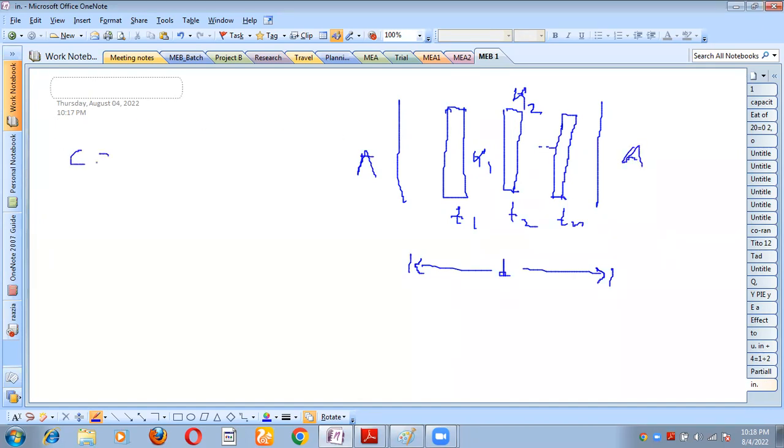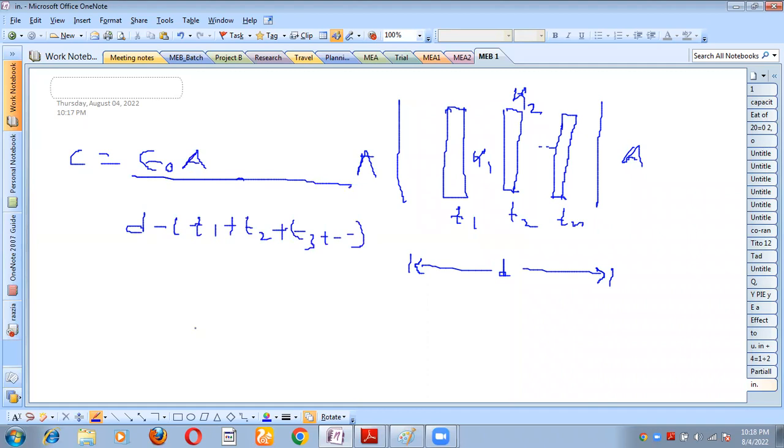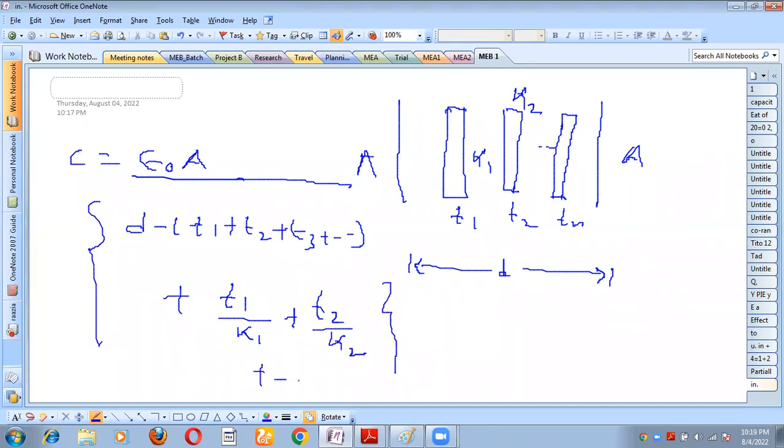The new capacitance will become epsilon naught, same formula will be continued. Epsilon naught A by D minus, we have to add all the thicknesses T1 plus T2 plus T3 and so on up to Tn, plus T1 by K1 plus T2 by K2. This is in the denominator, right? Don't misunderstand, this is in the denominator, and so on. Understood the formula?